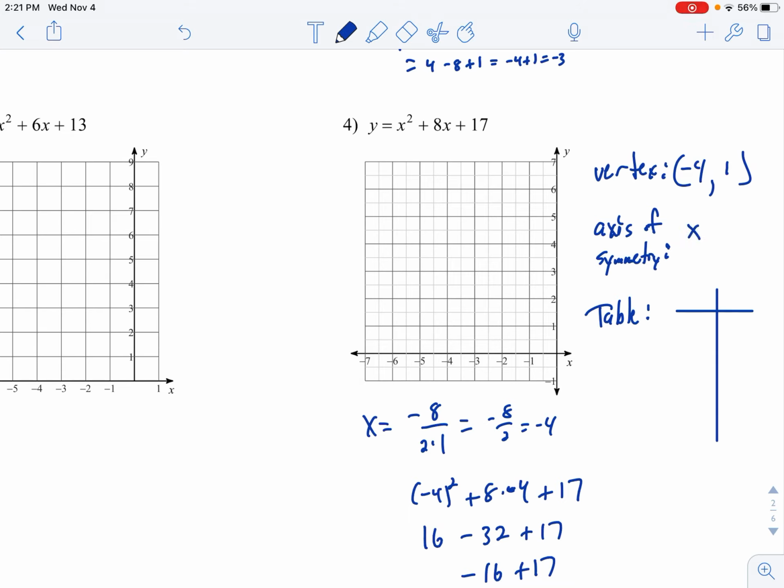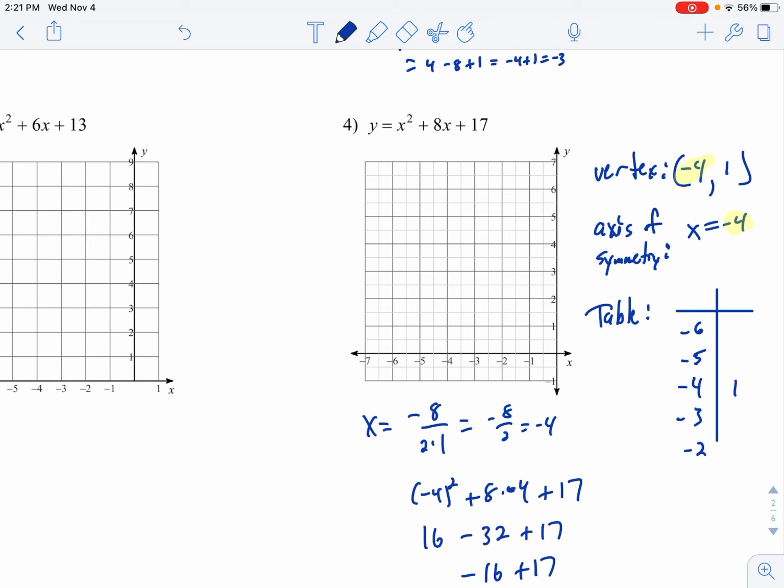Axis of symmetry, x equals negative 4. Remember, this number is always the same as that number. For your table in the middle, take the vertex, negative 4 and 1, and write it down. Pick a couple smaller numbers than negative 4, like negative 5, negative 6, and a couple bigger numbers, negative 3, negative 2. Now we just have to plug those in and work out the answers.